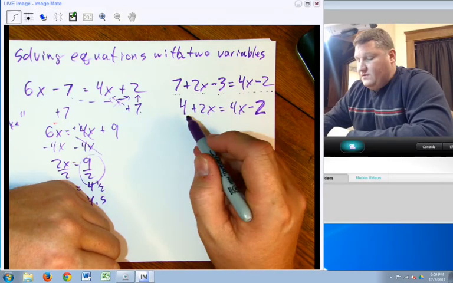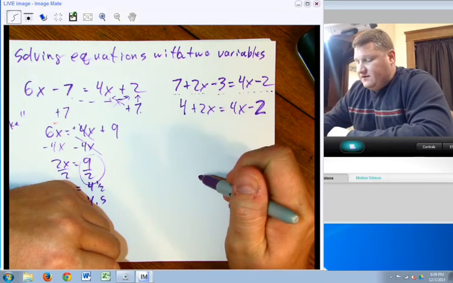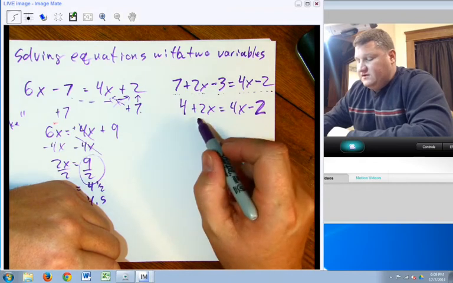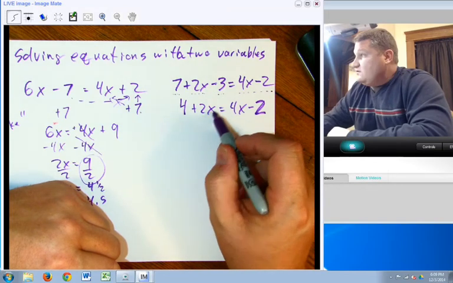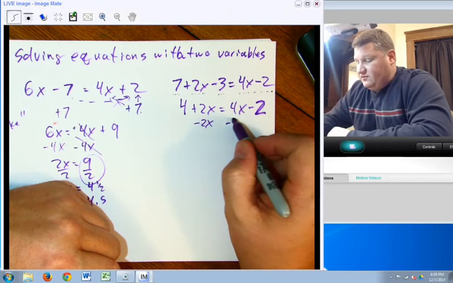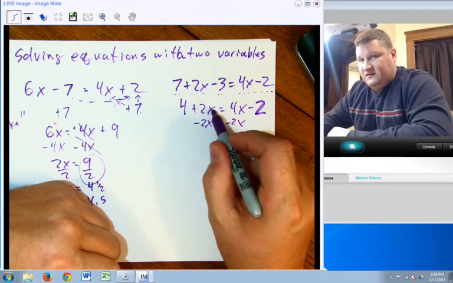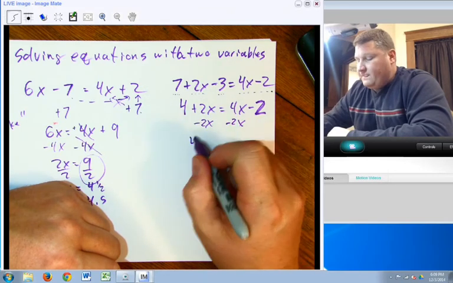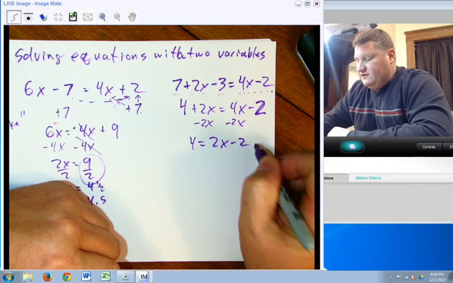So with that, I now do need to move things back and forth. Let's start by moving the 2x. How do I move the 2x? Well, let's subtract it from both sides, because since it's plus 2x, I can do minus 2x both sides. 4 equals 2x minus 2.